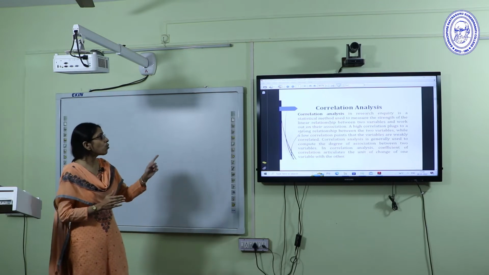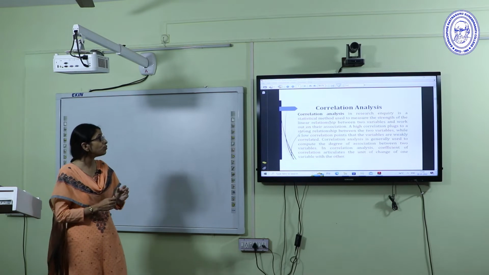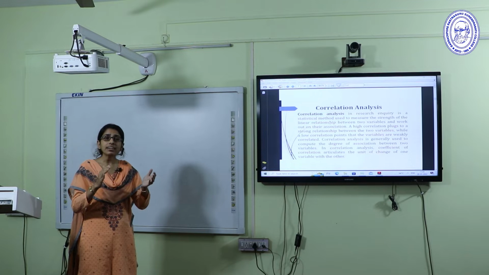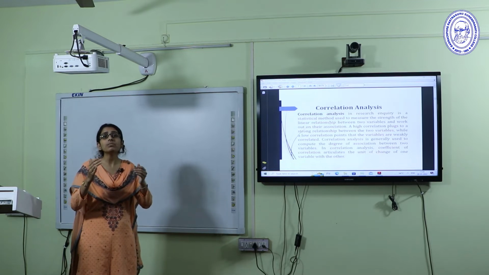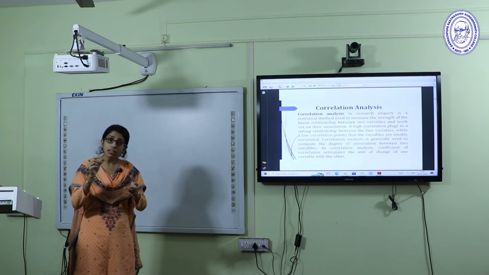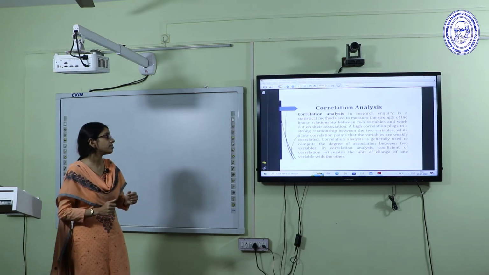So, correlation analysis is generally used to compute the degree of association, that is how the variables vary with each other and how they produce a particular trend with each other. That is the main concern of correlation analysis.